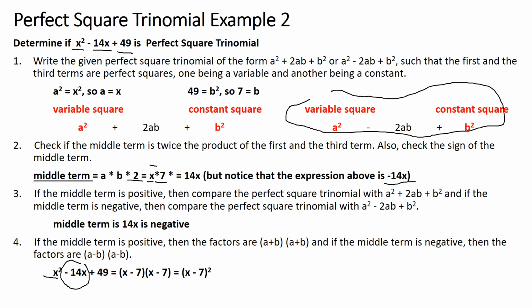And then as before, 7 squared is 49. So x minus 7 times x minus 7 is x minus 7 squared, and that factors out to x squared minus 14x plus 49.